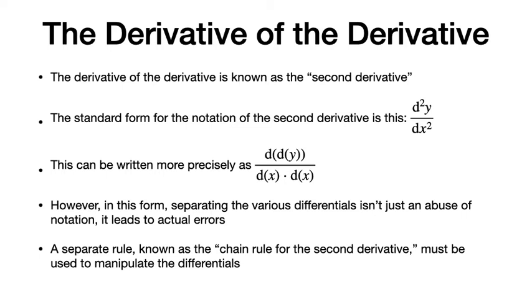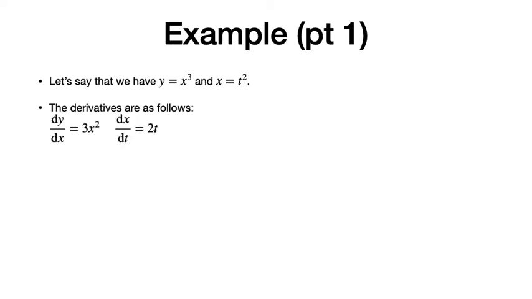You cannot treat them as if they're separate. Okay, so let me show you an example of how this goes right and goes wrong. Let's say we have a system of equations, y equals x cubed, and that same x is equal to t squared. If I take the derivative of these two equations, I can say dy over dx equals 3x squared, and dx over dt equals 2t. And you can figure this out using the same process that we did earlier.